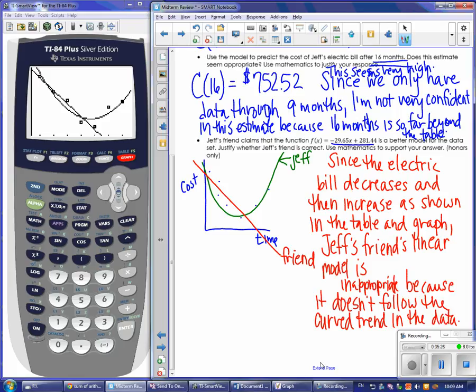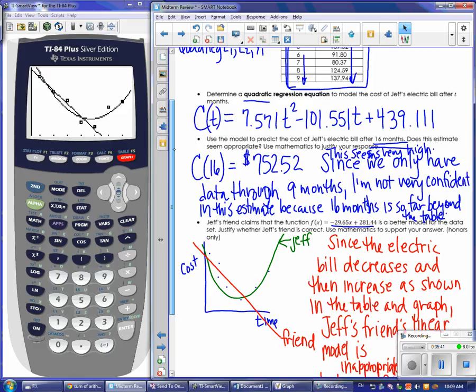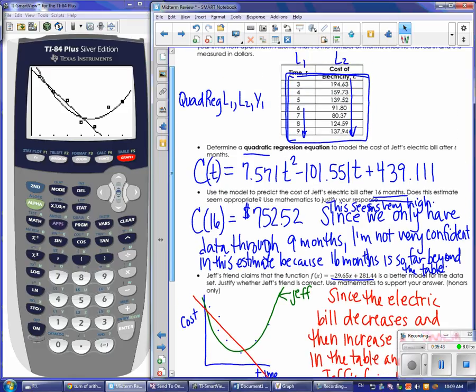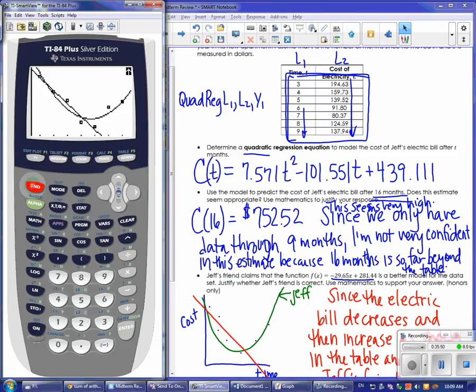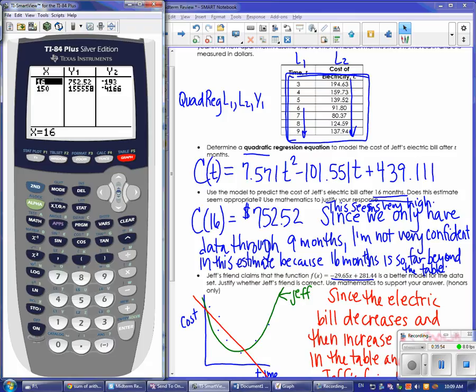Okay, so again, if you're going to be referring to a graph, then you should include the graph on your paper. And notice that it's asking to use mathematics to support your answer. One of the things you could also do is use both equations to make a prediction. So for example, at 9 months, I could use Jeff's model to predict 9 months. And so if we go back into our table, if I go to second table, you're now going to see two columns of Y data. Y1 is going to refer to Jeff's predictions, and Y2 is going to refer to his friend's predictions.